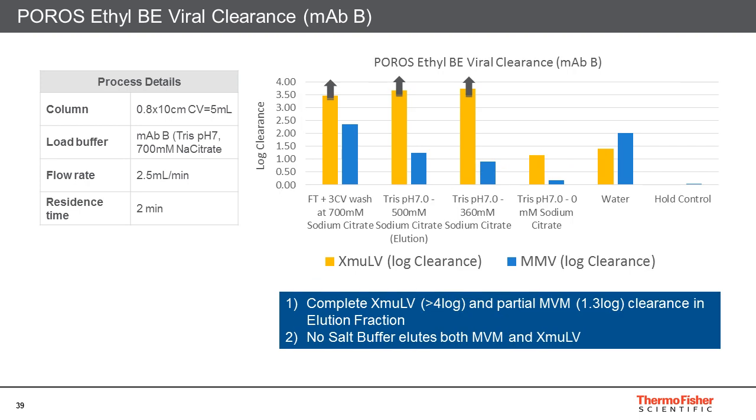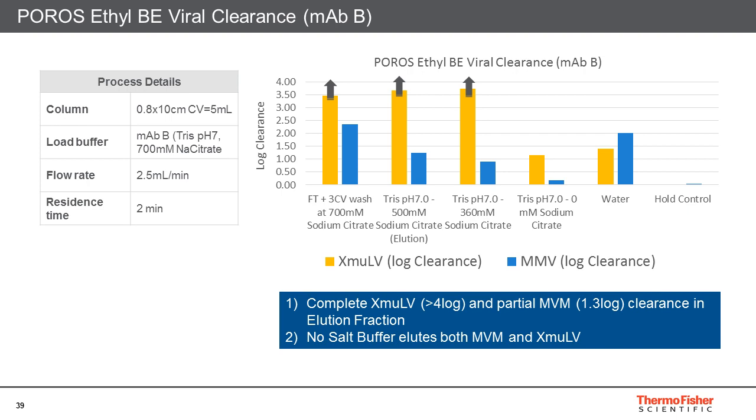Finally, like I said, we also looked at viral clearance on POROS Ethyl, but this was an unoptimized mAb bind-elute process. Again, we bound the mAb at 700 millimolar citrate, and we saw binding of both XMuLV and MVM to POROS Ethyl, albeit to a lesser extent for MVM, likely due to a relatively less hydrophobic resin being tested here. In the mAb elution pool, again, we saw complete XMuLV clearance and modest MVM clearance.